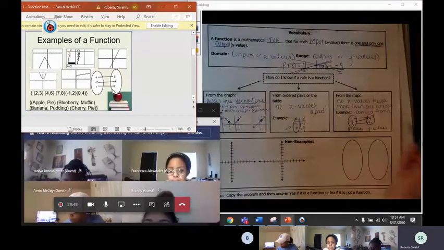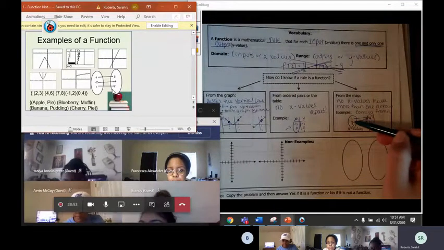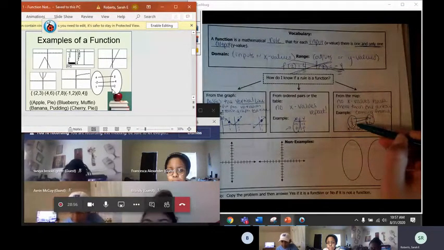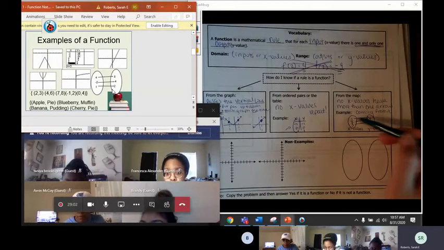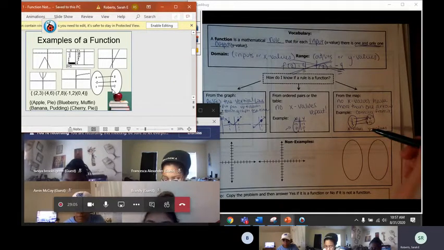Now this is okay because each of the x values only has one arrow coming out of it. A y value can have multiple arrows coming to it. That's fine. But each of the individual x values can only have one arrow coming from it.